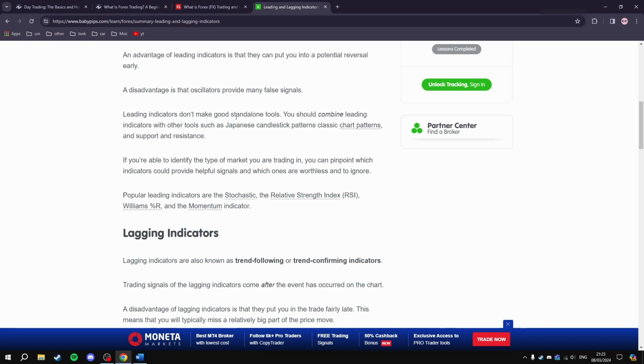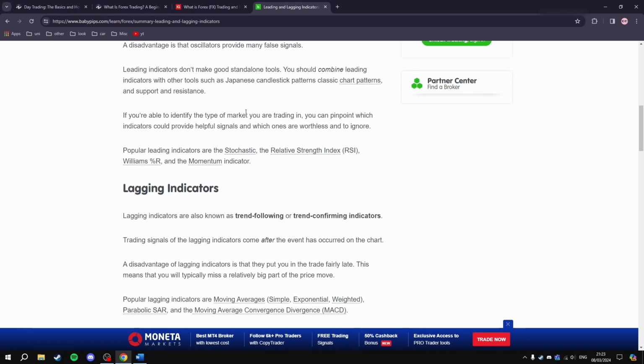Leading indicators don't make good standalone tools. You should combine leading indicators with other tools such as Japanese candlestick patterns, classic chart patterns, and support and resistance.